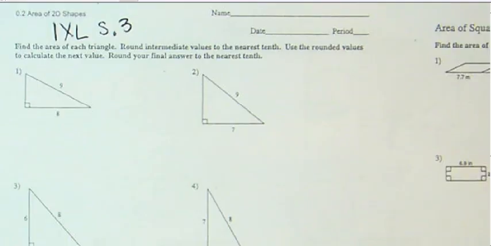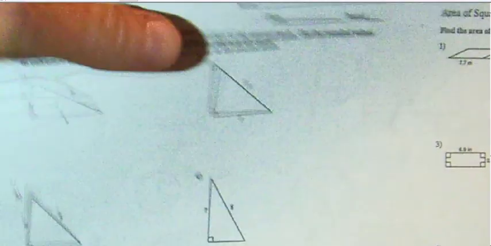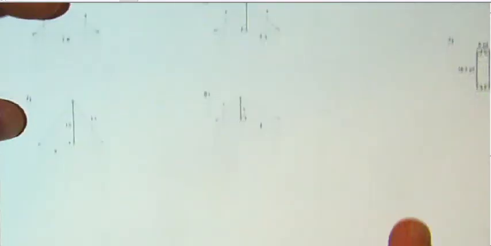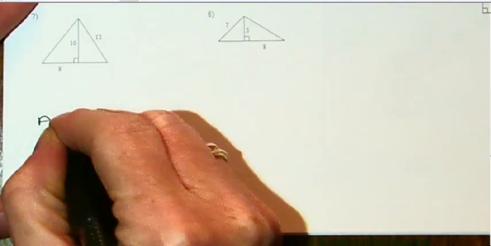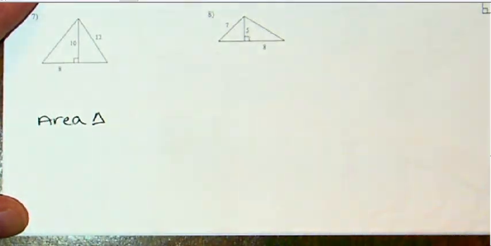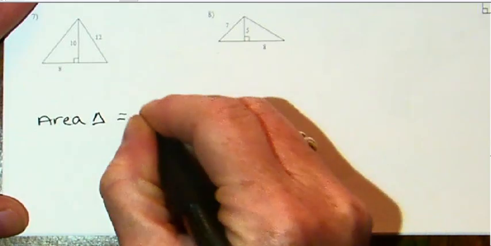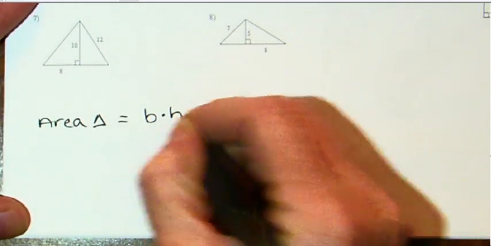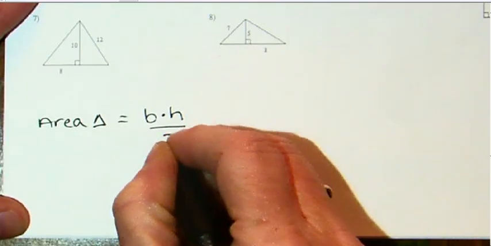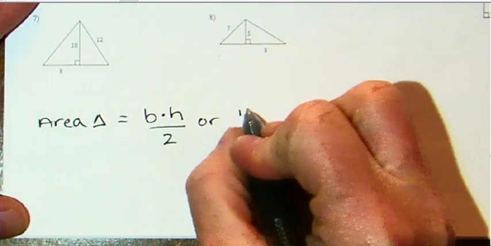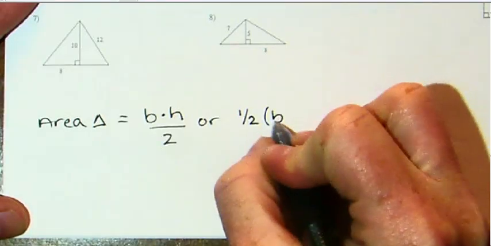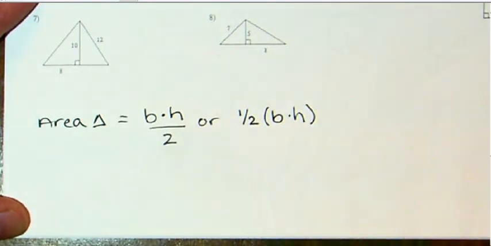So I'm going to scroll all the way down to the bottom just briefly because we've got some extra room at the bottom of our notes, and I'm going to write the formula. Area of a triangle is going to equal base times height divided by 2. Now sometimes you're going to see this area formula written as 1/2 base times height, and that represents the exact same thing.